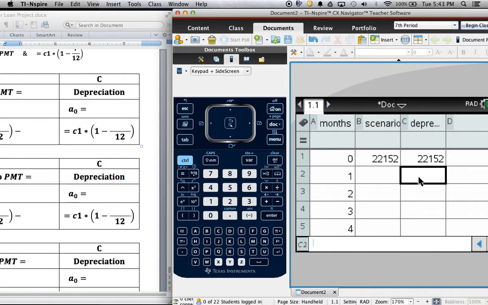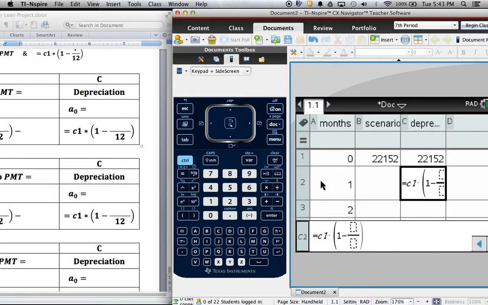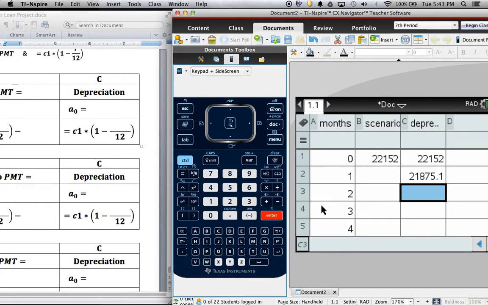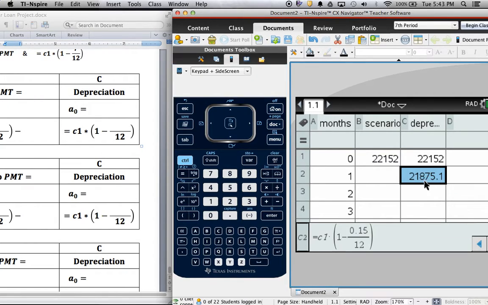All right. So the formula will be, make sure you do the equal sign. We want to take this value in C1, times the open parentheses. Make sure you put that times in there or else you'll get an error. 1 minus the rate, which in this case is going to be 15%. Don't forget, you do need to convert that to a decimal, divided by 12, and then close parentheses. All right, so this is how we're going to get your depreciation.